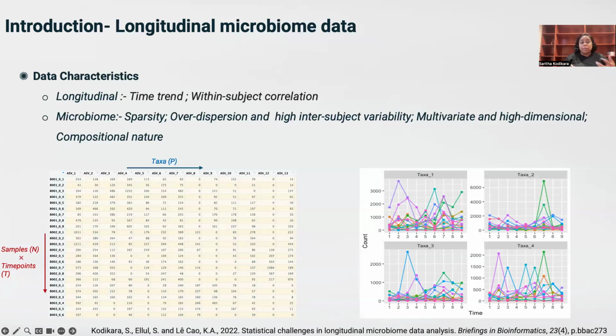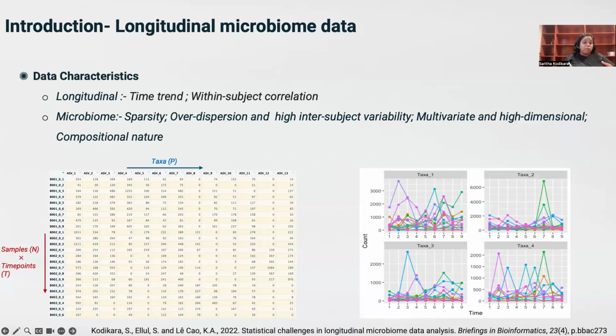When we go into the microbiome, the first data characteristic is sparsity. What we mean by sparsity is there are a lot of zeros in your data. I have given a snapshot of my data in this table. It basically has the taxa in columns and your samples in the rows. You can see how these counts vary across samples as well as across taxa, and you see a lot of zeros in some of the taxa. That's what we mean by sparsity.